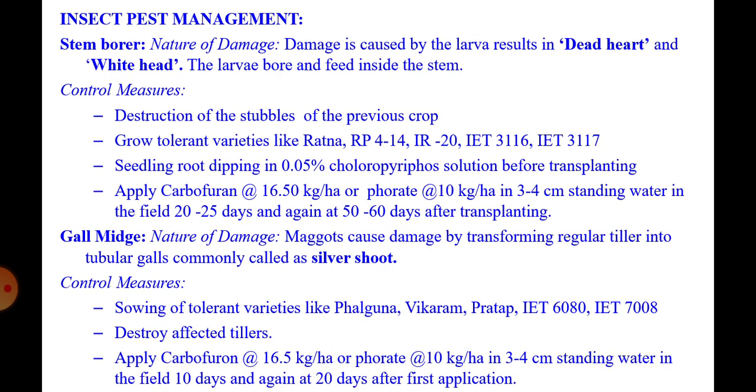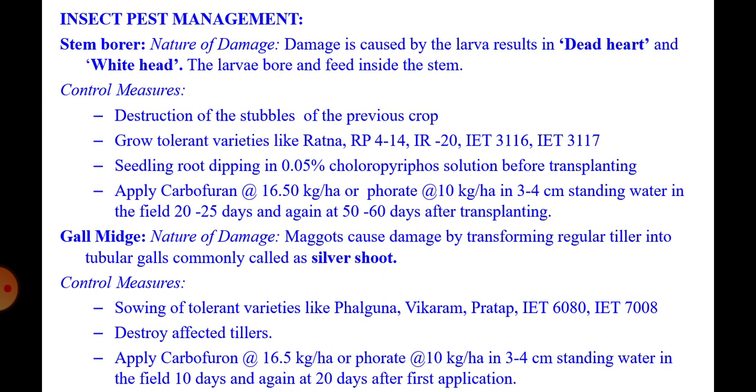Second one, gall midge. To control this gall midge, sow tolerant varieties like Phalguna, Vikram, Pratap, IET 6080. Destroy affected tillers and apply carbofuran at the rate of 16.5 kg per hectare or phorate at the rate of 10 kg per hectare in 3 to 4 centimeter standing water in the field.